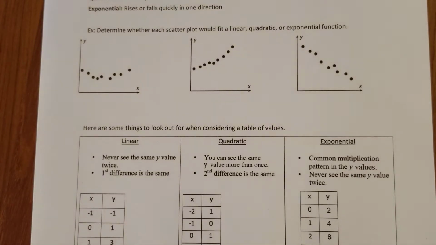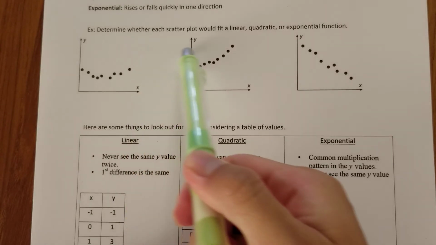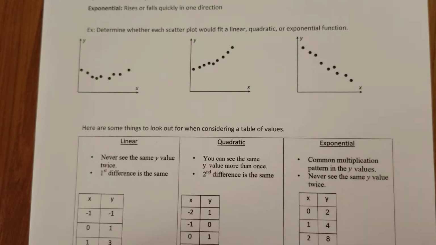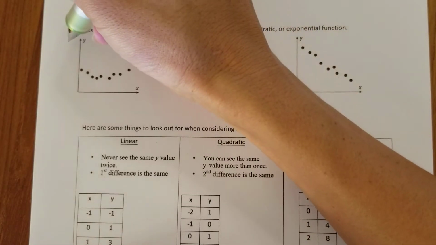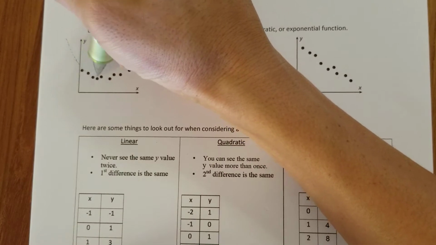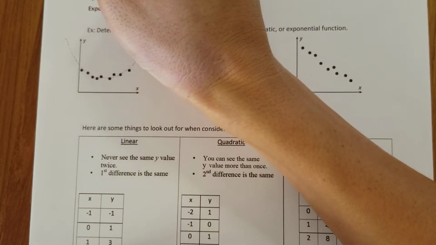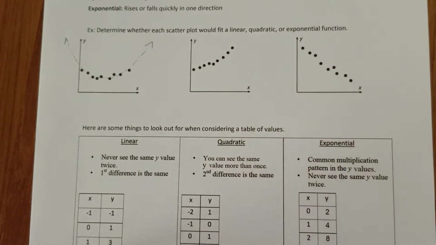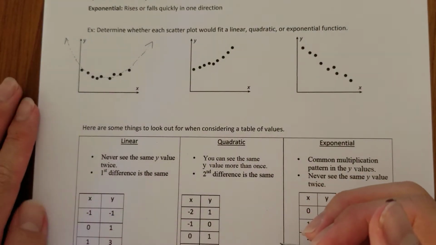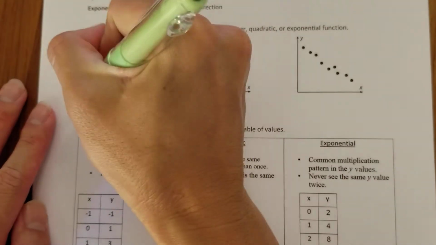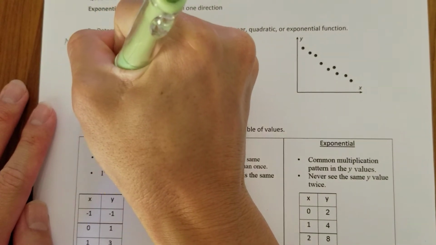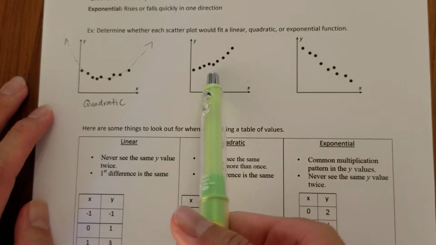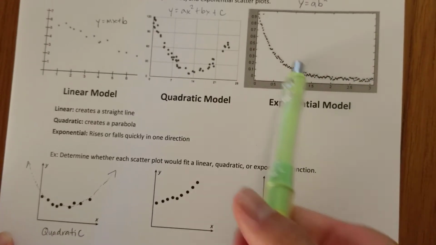Okay, so for the first example, we're going to determine whether each scatter plot would fit a linear, quadratic, or exponential function. If we look at this data, if we try to look at the type of line or the type of curve that is created here, it's creating this U-shape type of curve. So a model that could best represent this would be a quadratic function. If you look at this one, it kind of looks like this one here.